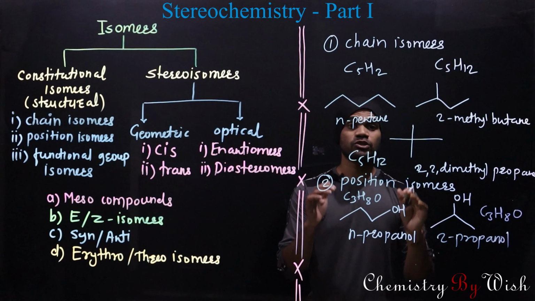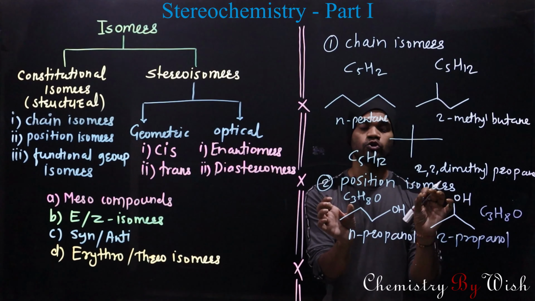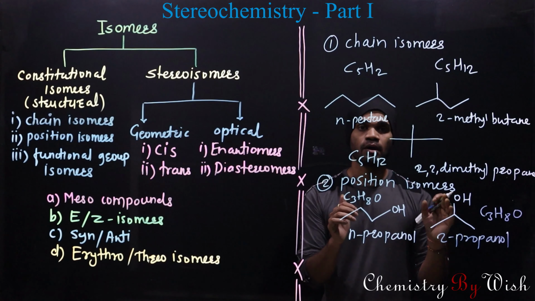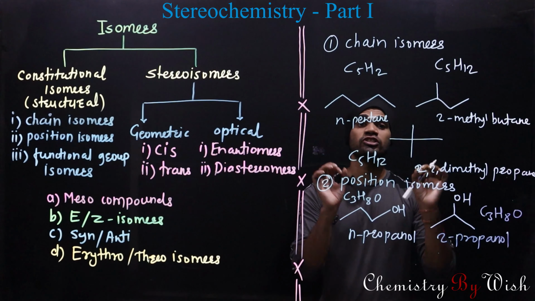Okay, so that's why these are called position isomers: the molecular formula is same but the position of the groups is different. That's why they are called position isomers.